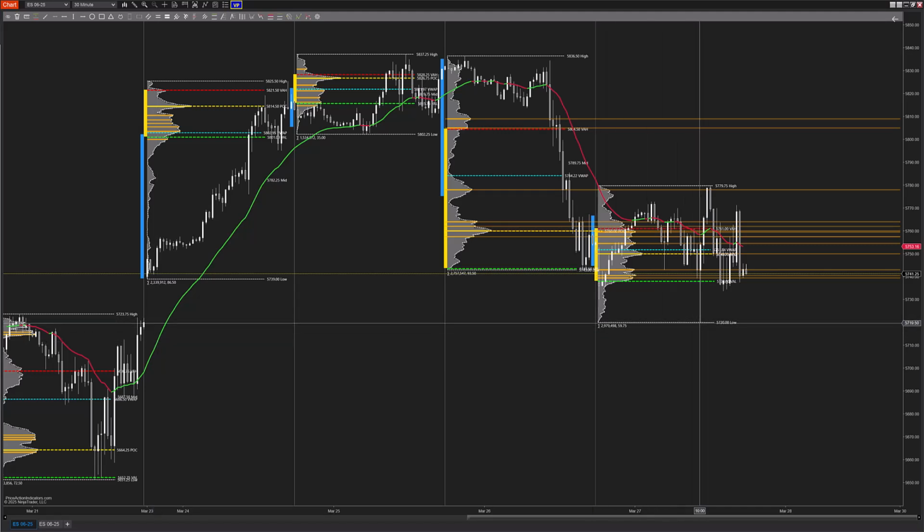Upon filling the gap, what do we do here? 237 ticks straight up, almost no pause. Straight up. And what do we hit here?